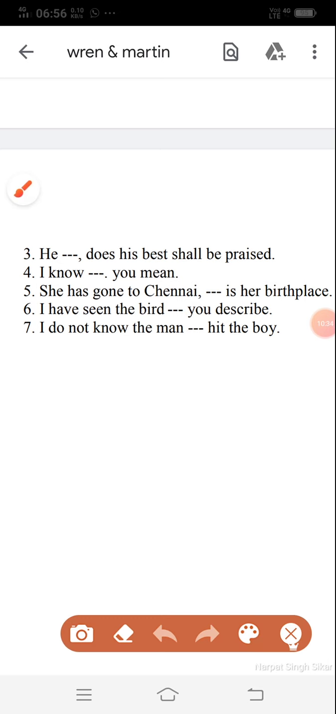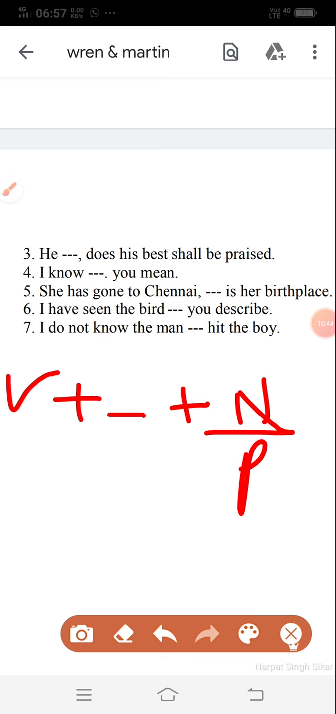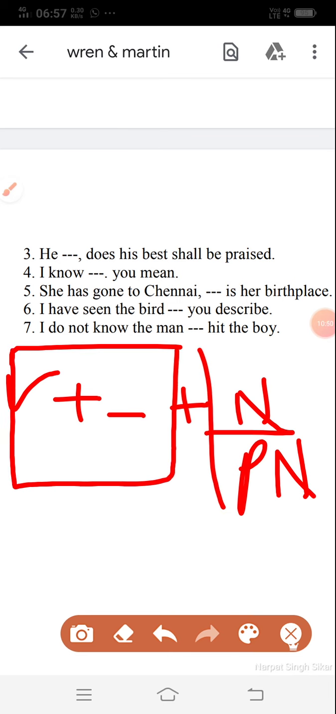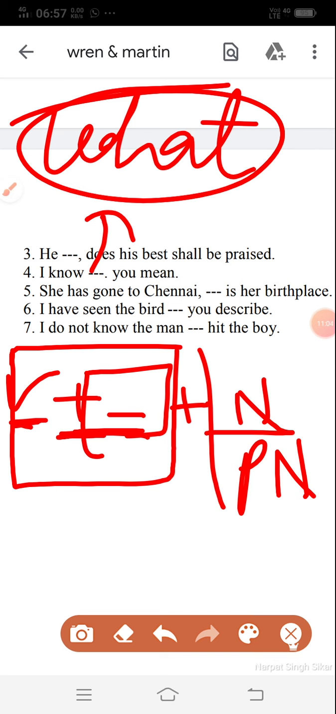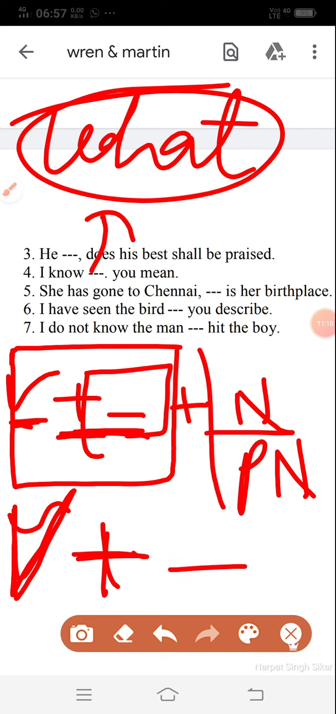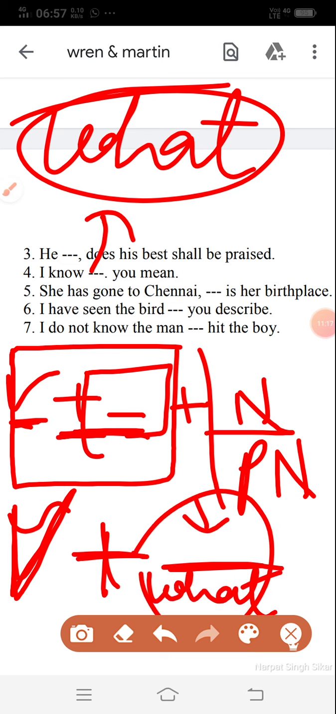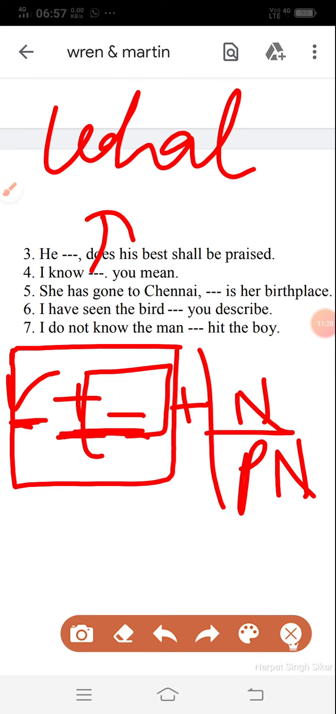Next, fourth question. This is a very simple question. I know. Know is a verb plus blank plus any noun or pronoun. You do not have to go there to here. You have to look simply here. Verb plus blank. If there is a verb and blank, in that condition you have to choose what. Okay, so the answer to fourth question is what. If there is a verb and blank has been given after verb, in that condition we have to write what in the blank. I know what you mean.